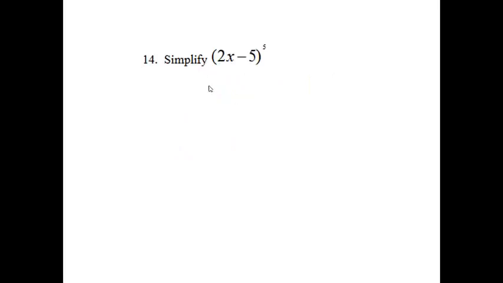Okay, number 14, we want to simplify (2x minus 5) to the 5th power. So we are going to think about Pascal's triangle on this one, just to make it a lot easier for us. 1, 5, 10, 10, 5, 1. I don't have my Pascal's triangle in front of me, so I'm just going to try to do it from memory. Okay, so my coefficients are going to be 1, 5, 10, 10, 5, 1.